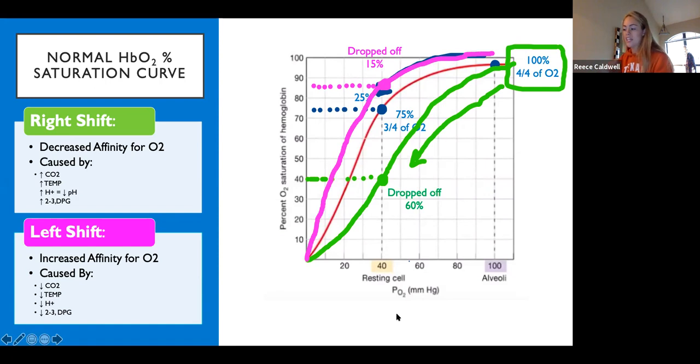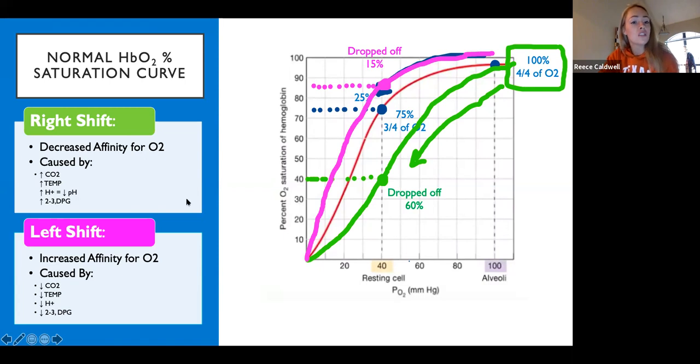Make those associations with right shift or left shift, because Dr. Chang can ask it in a variety of ways. He could say, okay, hemoglobin is not holding on to oxygen as tightly. Would this cause a right shift or a left shift? He may ask you, an increased affinity for O2, is that a right shift or a left shift? He may say, hemoglobin is not as willing to let go of its oxygen. Would this cause a right shift or a left shift? So make sure to associate that increased affinity with the bond of the hemoglobin and the willingness to let go of oxygen, because he could ask it in those ways.